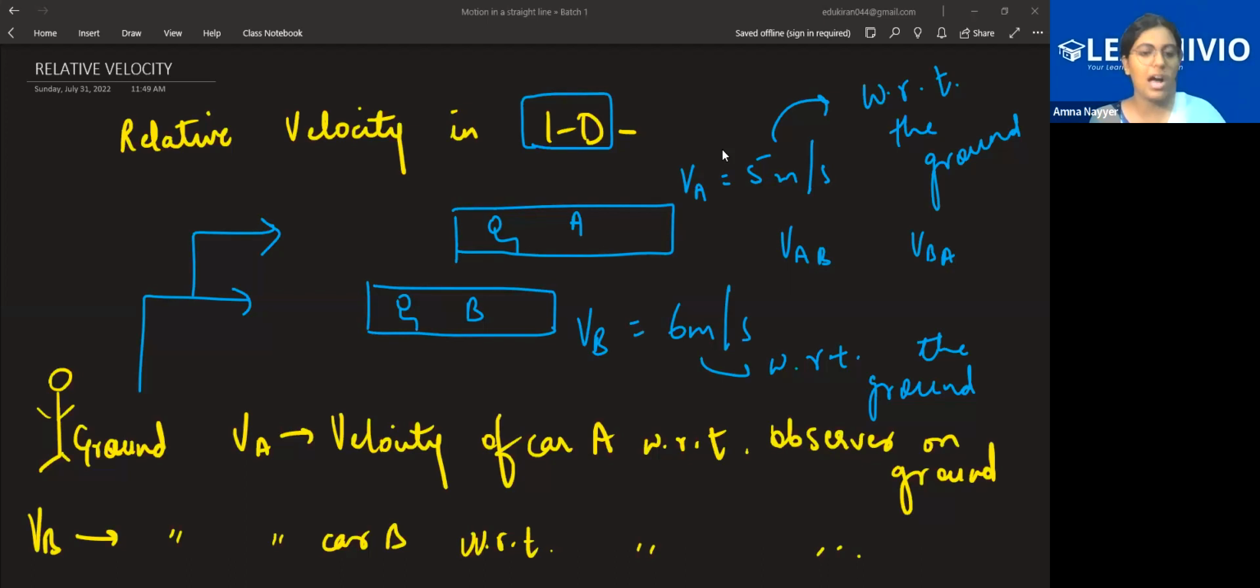Calculate the velocity of car A with respect to B. Calculate the velocity of car A with respect to a person standing on the ground. So be very clear with the terms. If you have still not understood any of the terms, let me know. I'm here. Start writing. Let me know if you have any doubt.